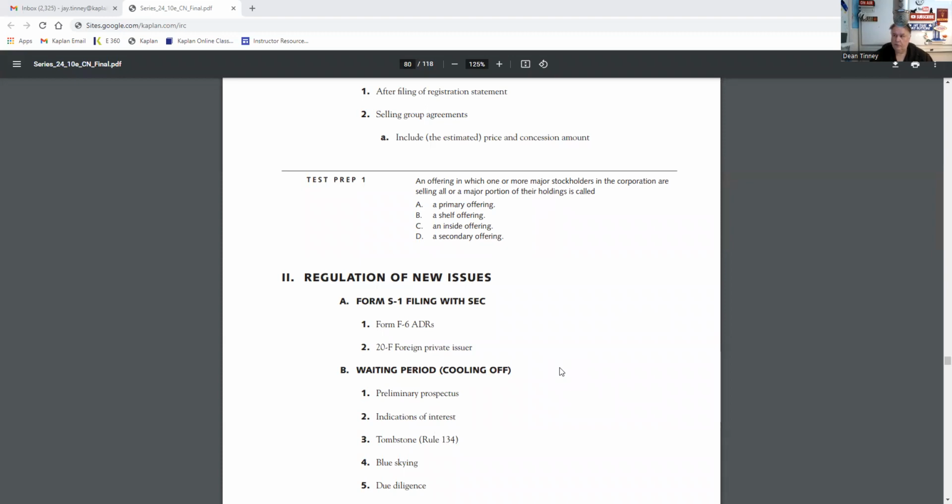An offering in which one or more of the major stockholders of the corporation are selling all or a major portion of their holdings is called D, a secondary offering. Primary is where the issuer receives the proceeds. Secondary is where the previous owner does. Now, offering just means we're not talking about doing this on the New York or NASDAQ. We're going to form syndicates and do it as if it were a new issue.